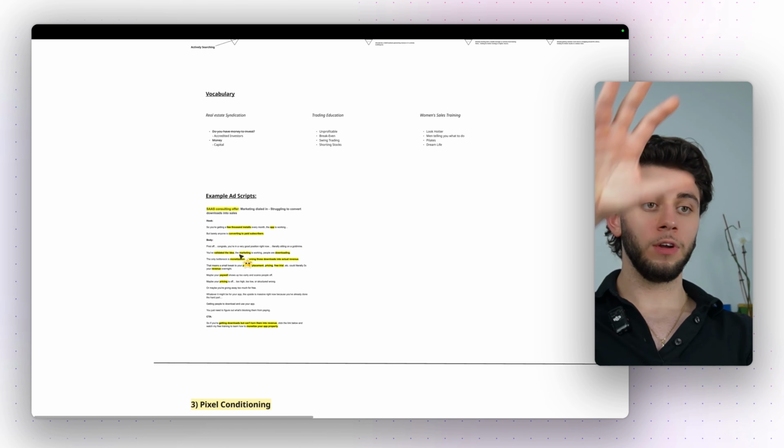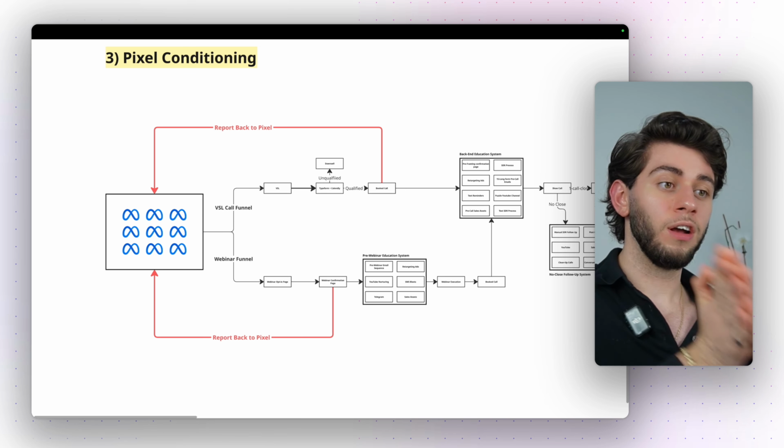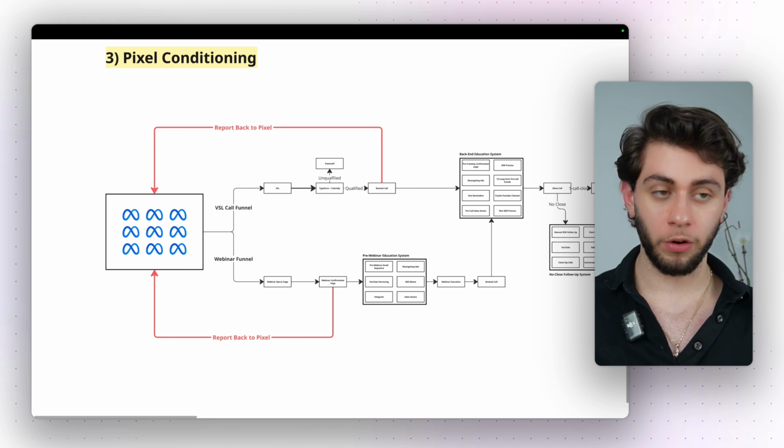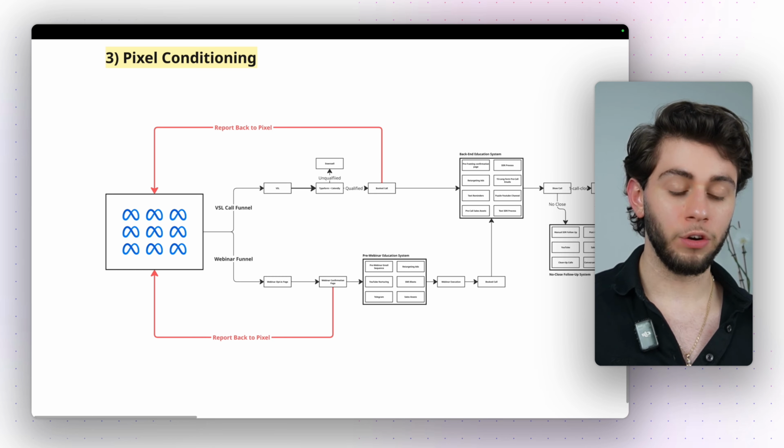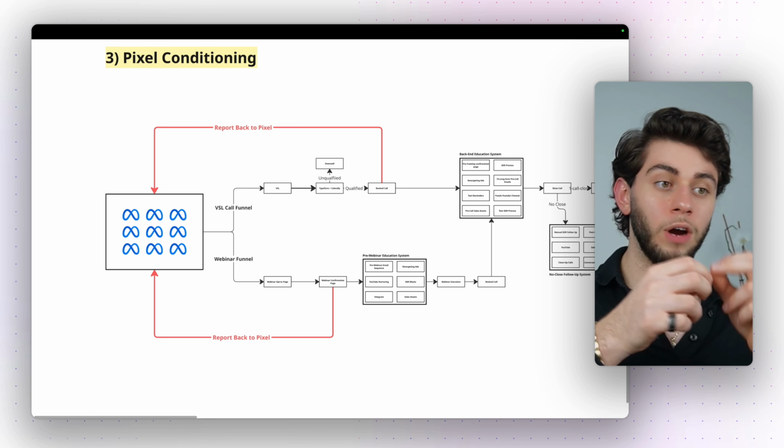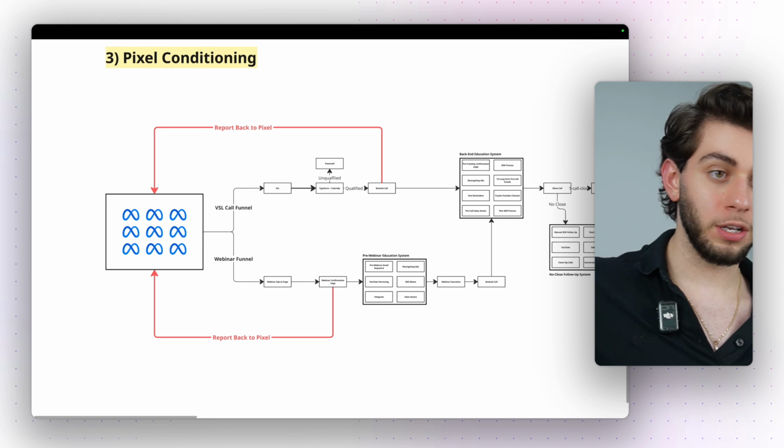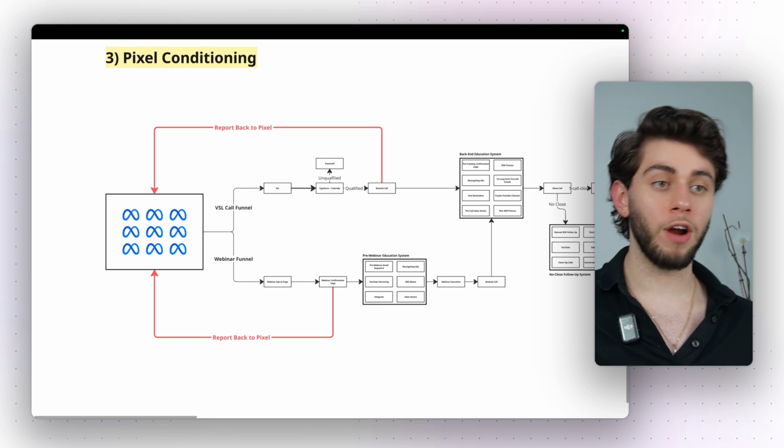You're essentially giving Facebook, or Meta, data and telling it, okay, this is the type of customer or the type of target avatar that I want to attract into my funnel. Give me more of those, okay? Now, what you have to do in order to make this work is condition it the right way, okay? You don't want to condition it to attract unqualified leads.